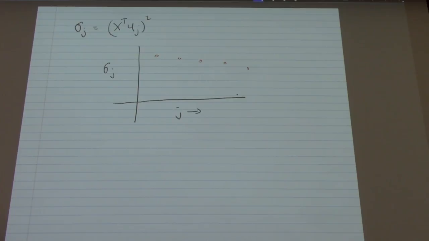If you have a strong pattern in your data, then what you're going to see instead is something like this. So this is the no-pattern case, and if you have a strong pattern, you're going to see something like this.